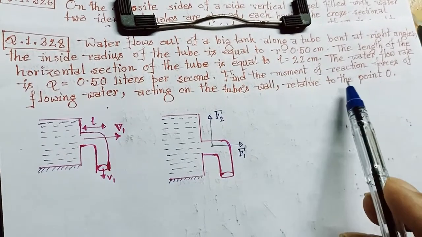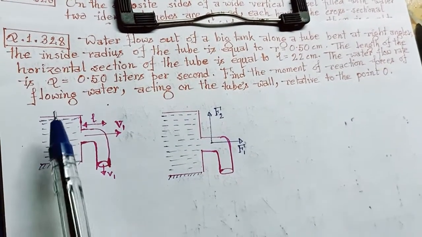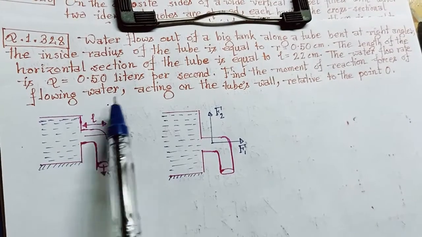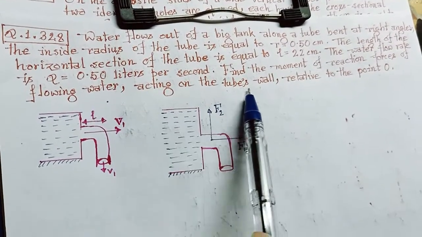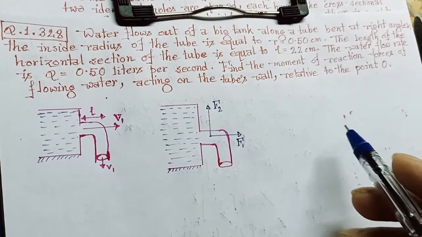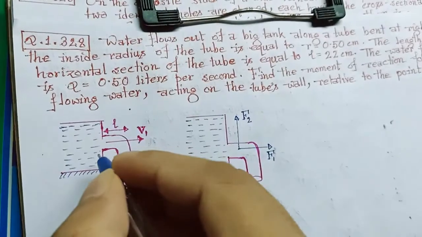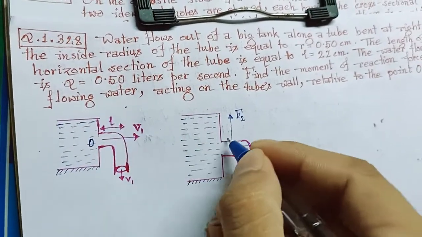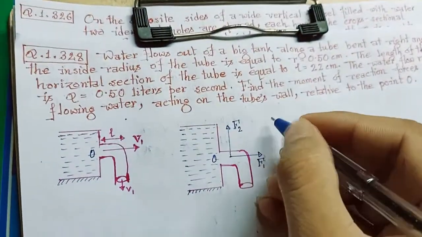Find the moment of reaction forces of flowing water acting on the tube's wall relative to the point O. So here is the point O as indicated in the figure. So let's solve this question.